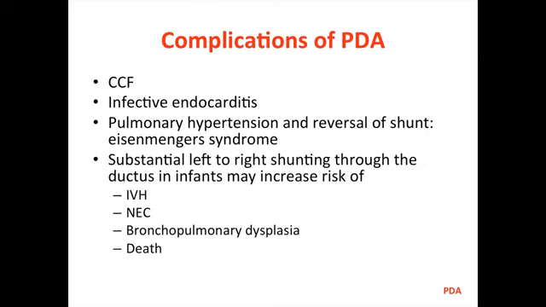The complications of PDA, as we've discussed, include heart failure, and can also include infective endocarditis, pulmonary hypertension and reversal of the shunt, leading to something called Eisenmenger's syndrome. And in substantial left to right shunting, it puts the infant at increased risk of necrotizing enterocolitis, bronchopulmonary dysplasia, and even death.